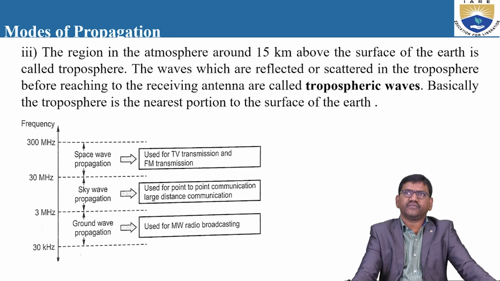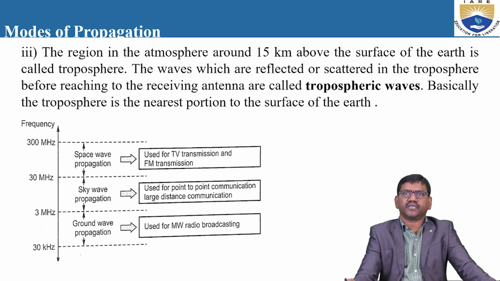The region in the atmosphere around 15 kilometers above the surface of the earth is called the troposphere. The waves which are reflected or scattered in the troposphere before reaching the receiving antenna are called tropospheric waves. So from a distance of 15 kilometers above the surface of the earth, the region of the troposphere starts, and the reflection phenomenon happens in this tropospheric region. Basically, the troposphere is the nearest portion to the surface of the Earth. The atmosphere where we are living is the tropospheric region, the region of 0 to 15 kilometers.